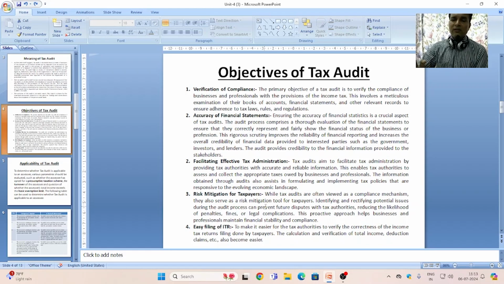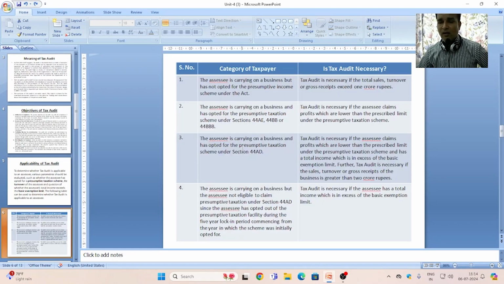And after all these objectives, another objective is to file ITR in an easy way. After the tax audit, when the SSC is very familiar with the income, deductions, expenses, rebates, reliefs and provisions of the Income Tax Act, then filing the income tax return may be easy for the SSC.